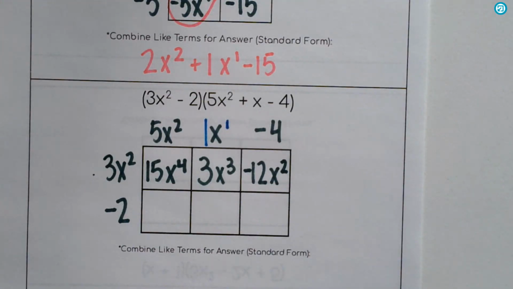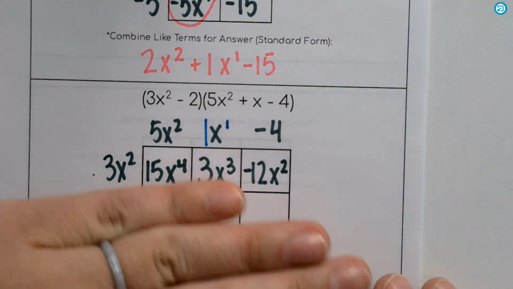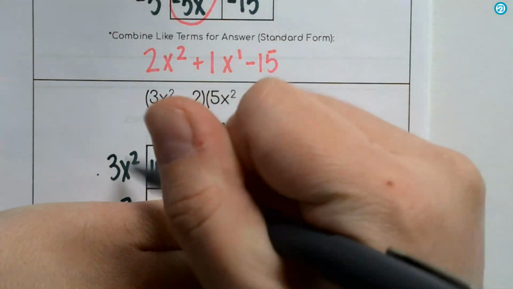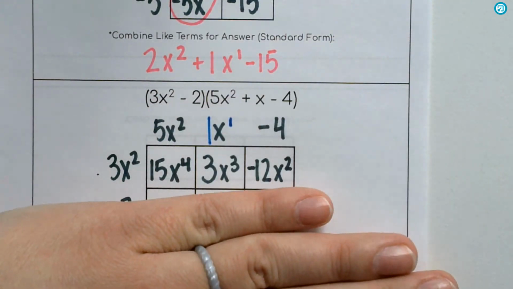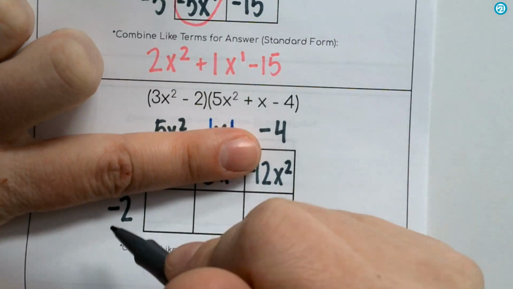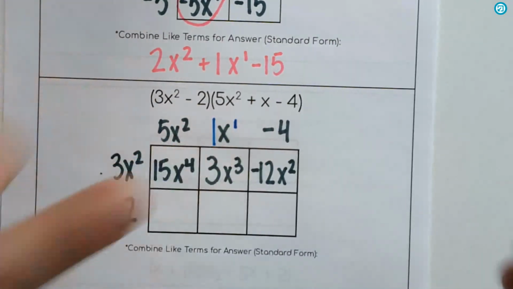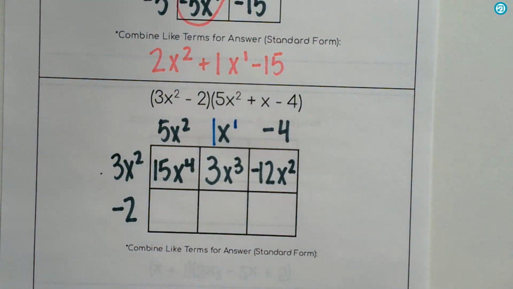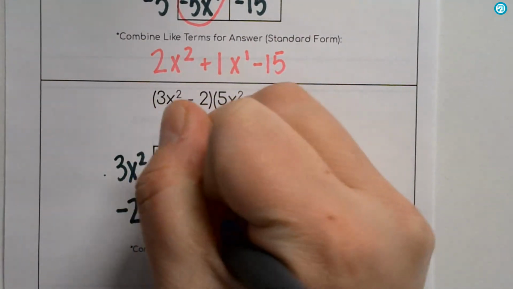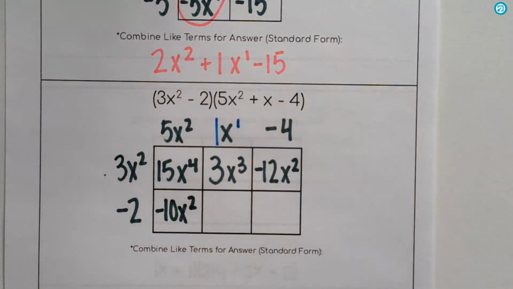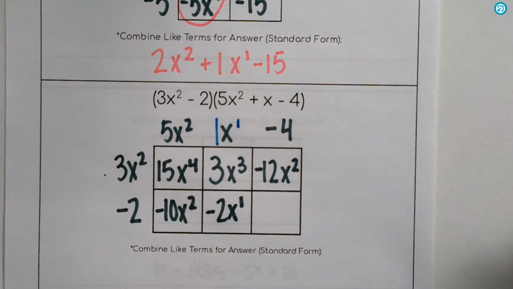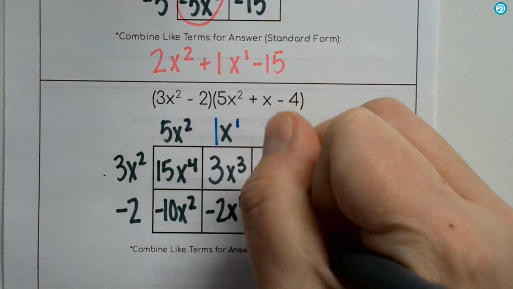So if you think about it, that row that we just did is like one of the problems we did in 5.3. Honestly, that's me just distributing to each of these, okay? Then the bottom row would be like another row of 5.3. I'm just distributing the negative 2 to all of those. So, negative 2 to 5x squared is negative 10x squared. Negative 2 to 1x to the first is negative 2x to the first. I'm just multiplying everything by negative 2 at this point. Negative 2 times negative 4 is positive 8.